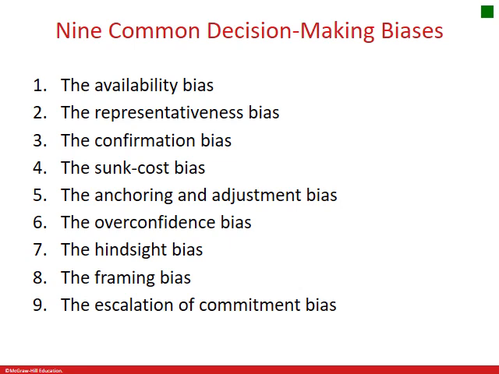The overconfidence bias is the bias in which people's subjective confidence in their decision making is greater than their objective accuracy. The hindsight bias is the tendency of people to view events as being more predictable than they really are. The framing bias is the tendency of decision makers to be influenced by the way a situation or problem is presented to them. And then finally, the escalation of commitment bias occurs when decision makers increase their commitment to a project despite negative information about it.